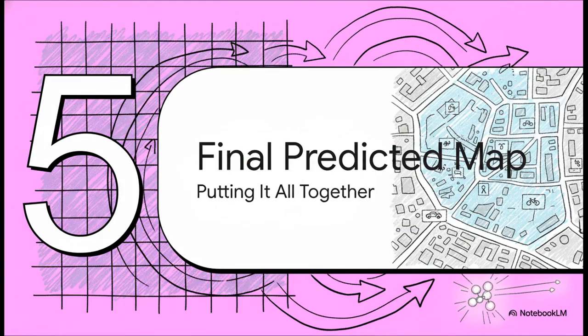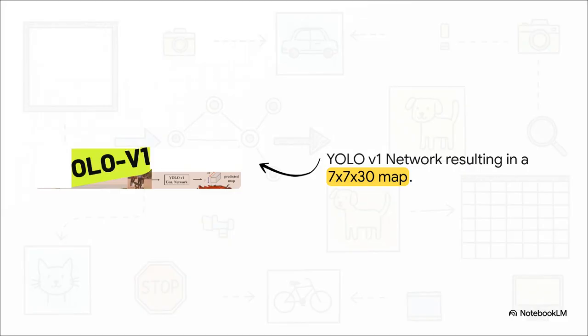Finally, Section 5, the final predicted map. Let's put it all together. Let's walk through this entire pipeline, end to end. We start on the left with our raw image of the person and the horse. That image is fed directly into the YOLO v1 convolutional network, and instead of piecing things together slowly over multiple agonizing stages, it outputs a dense, three-dimensional predicted map measuring 7 by 7 by 30 in one single shot.